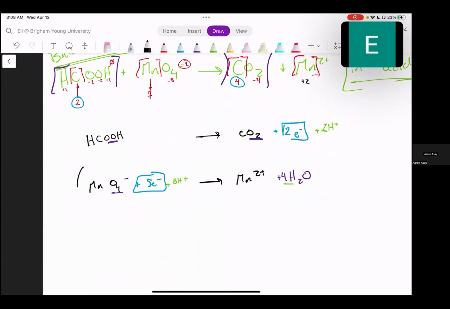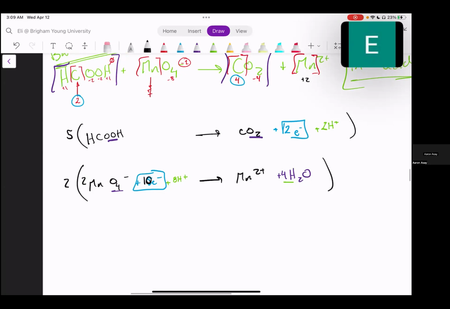So I'm going to have to multiply this entire thing by 2, and this one by 5. That way, I have an equal amount of electrons and they'll cancel out. That's the overall goal of finding a balanced equation, is canceling out those electrons. So I'm going to distribute this 2. So this is going to be 2, 10, 16, 2, and 8. I have that all distributed.